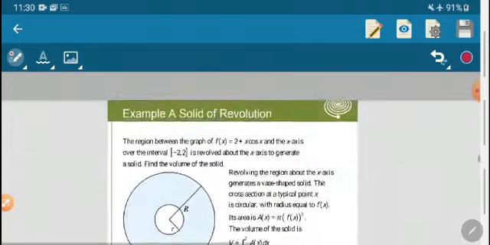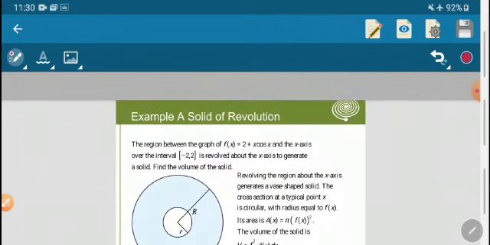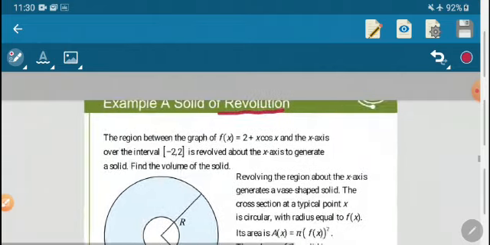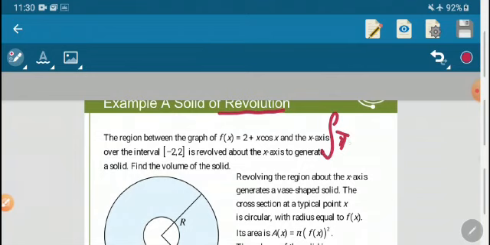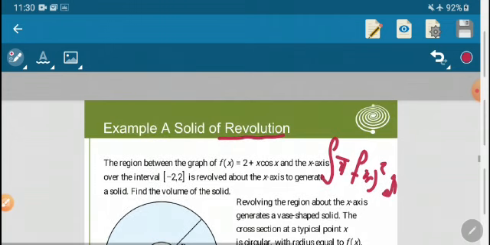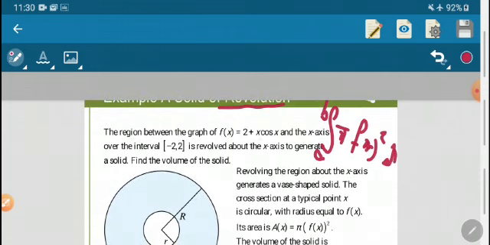The second part is the solid of revolution. When you see the word revolution, just find the integration of pi f of x squared dx, for revolution from a to b. Here we have a function, 2 plus x cosine x, and the interval is -2 to 2, revolved about the x-axis. Find the volume. Those are our keywords.